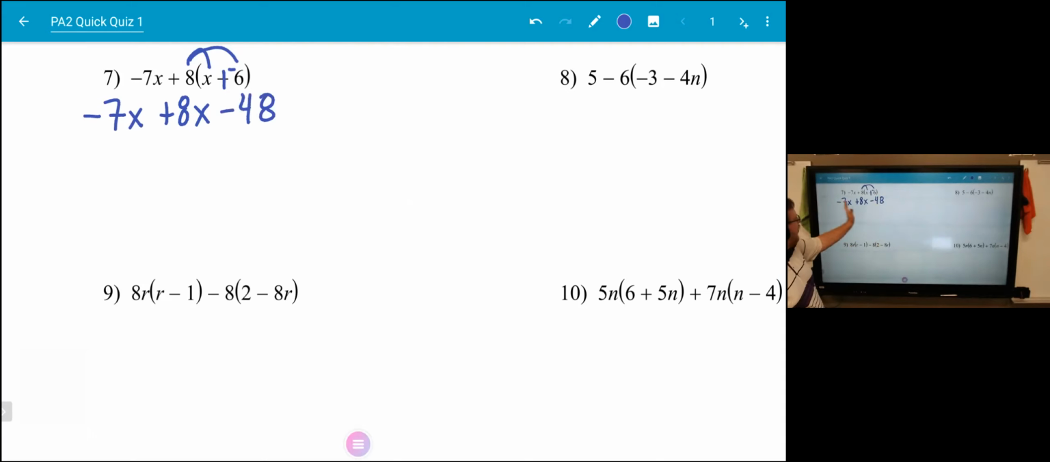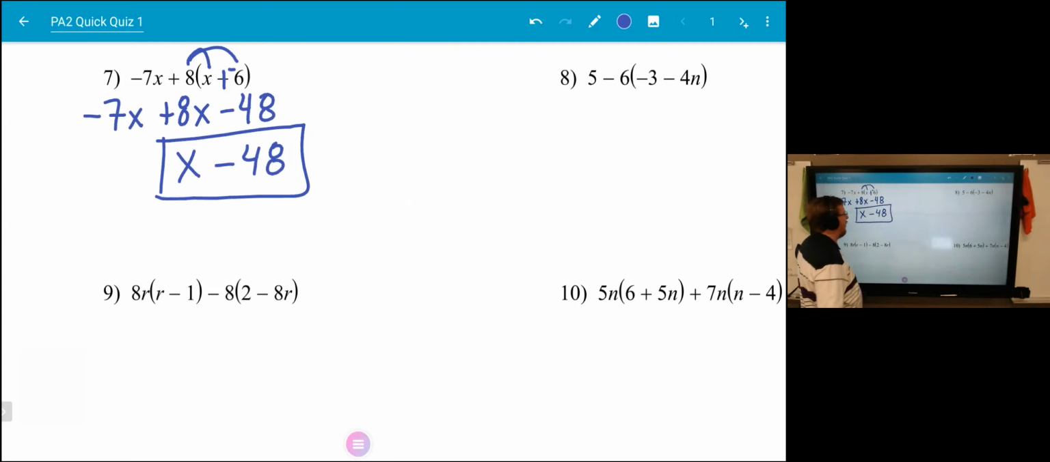Well, looking through here, I have 2 terms with x and then 1 term without x. I can't do anything with that minus 48. I'm just going to keep it out here. I got a negative 7x and a positive 8x though. I can combine those. That's just going to give me 1x. We don't generally write the 1. So we're just going to box that up as x minus 48.